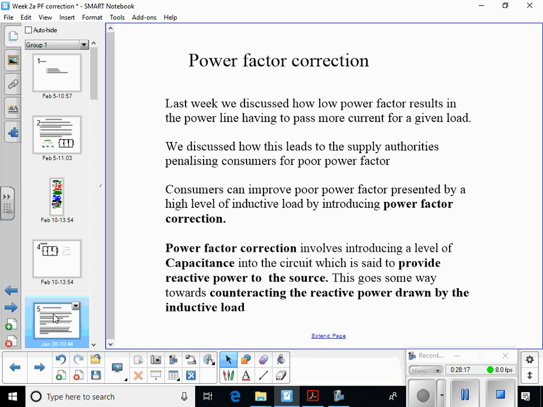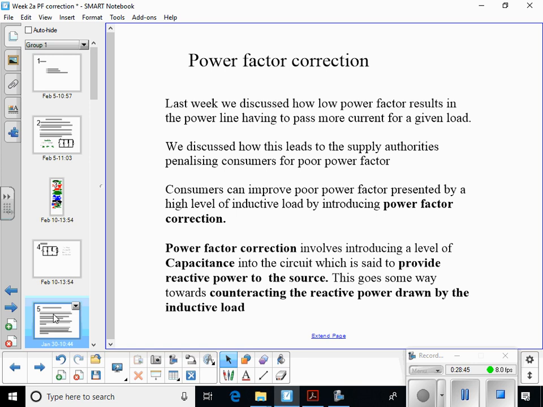They never go all the way, because you don't really want to get to unity power factor, since that causes other issues around resonance. Also, there are diminishing returns, and the cost to add the extra capacitance would not be financially viable.